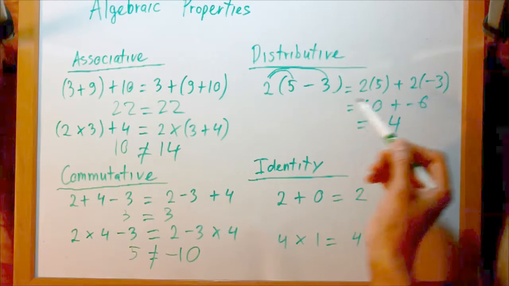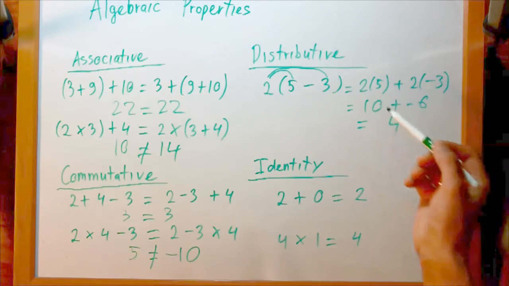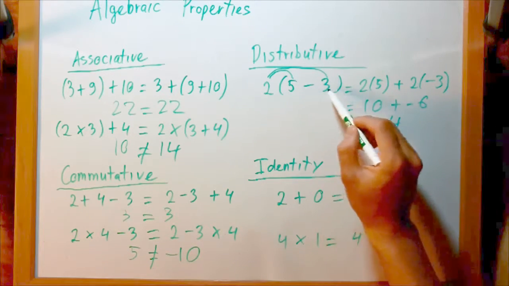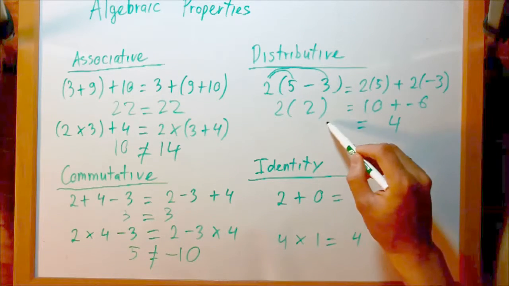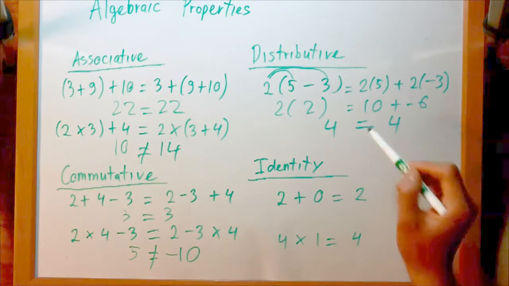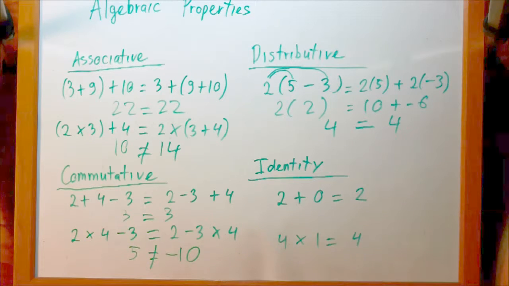So let me do it without using the distributive property. So 5 minus 3 is 2. 2 times 2 is 4. So it checks out. Next we have the identity property.